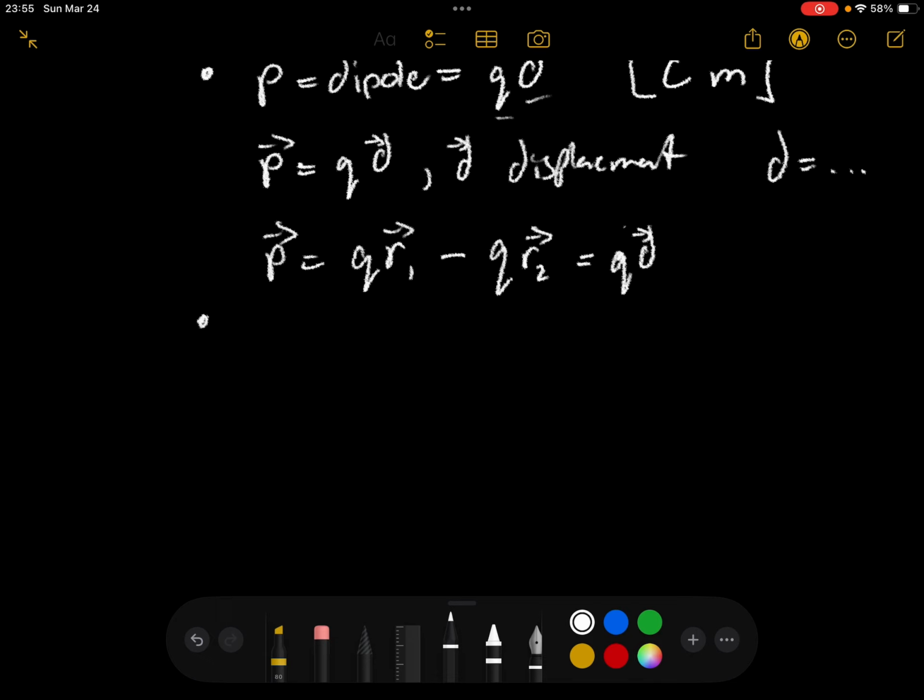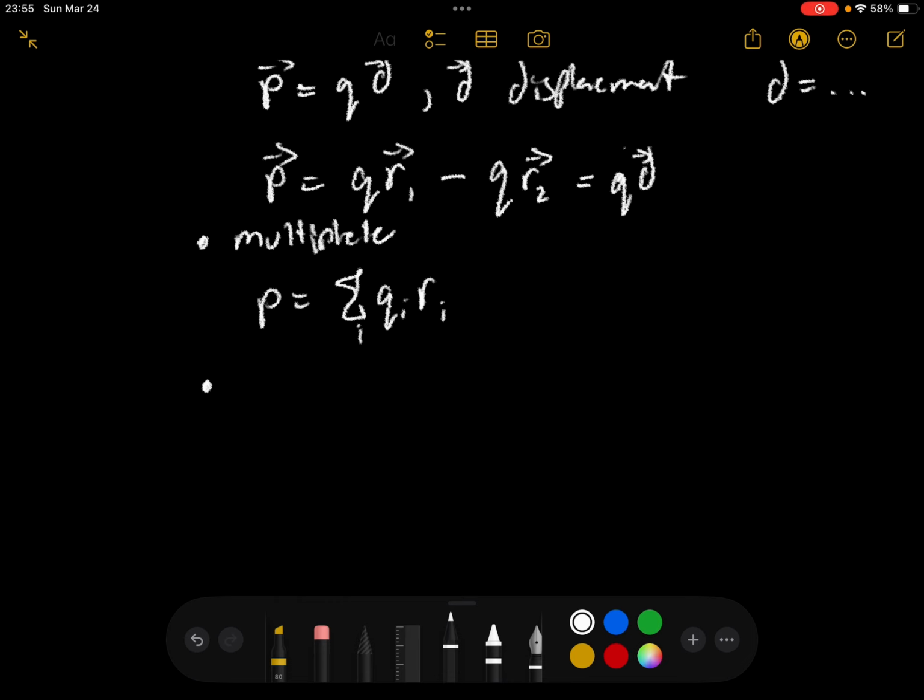Now, of course, there can also be multiple poles. If this is the case, p is just the sum of all of the charges times the distance, or displacement, or whatever the distance is, and you just sum them together.